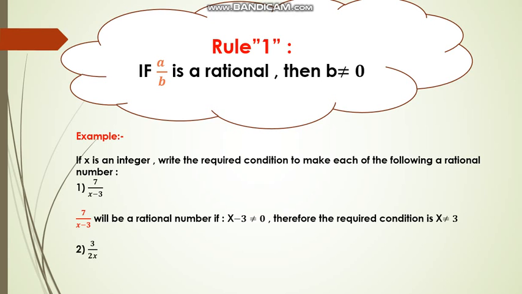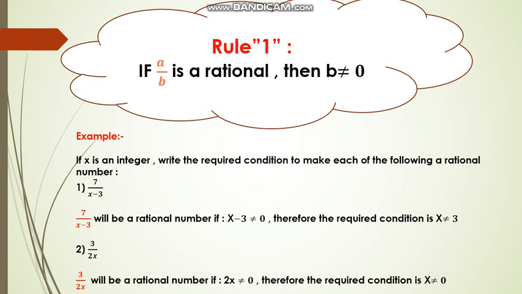Number 2, 3 over 2x. 3 over 2x will be a rational number if what? If 2x is not equal to 0. Therefore, the required condition is x not equal to 0.